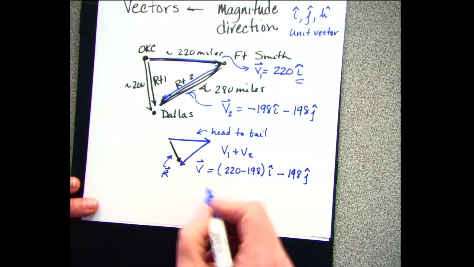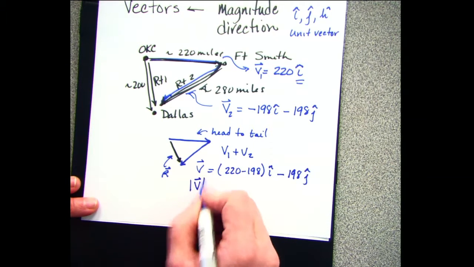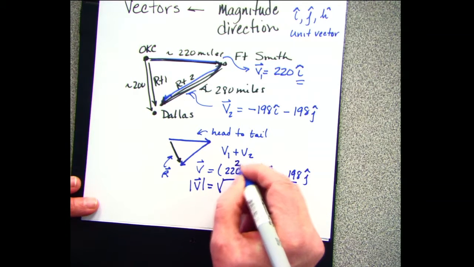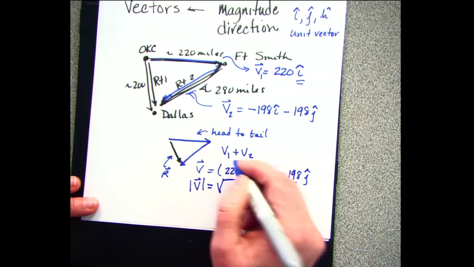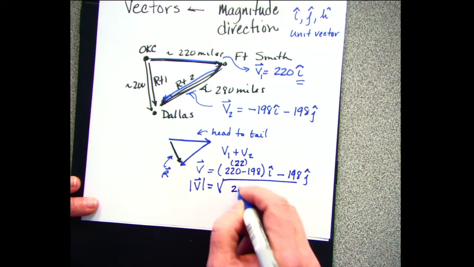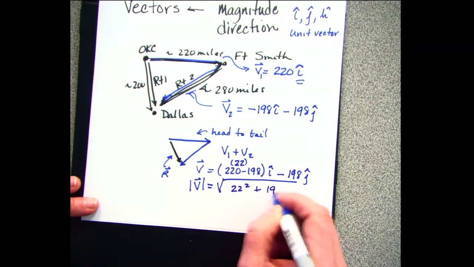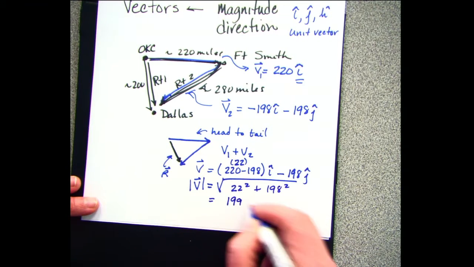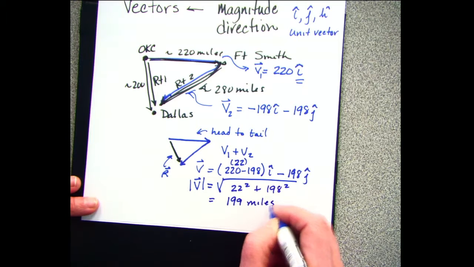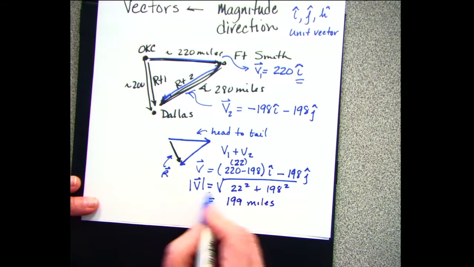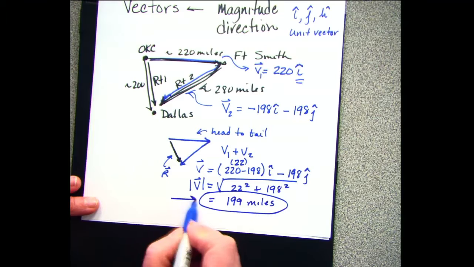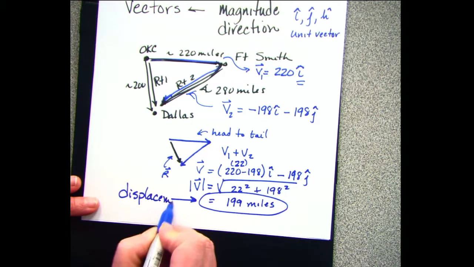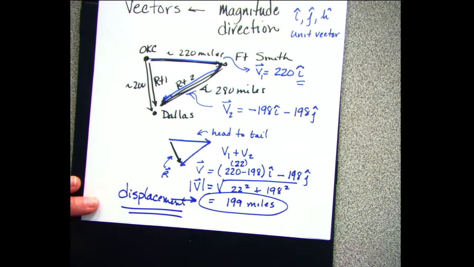And if I do that, I know that the magnitude of this lovely is going to equal the square root, and this works out, just so you know, to 22. So this works out 22 squared plus 198 squared. And if I do that, it gives me something about 199. So that's going to be 199 miles. And this right here becomes the displacement. Okay, that's displacement.